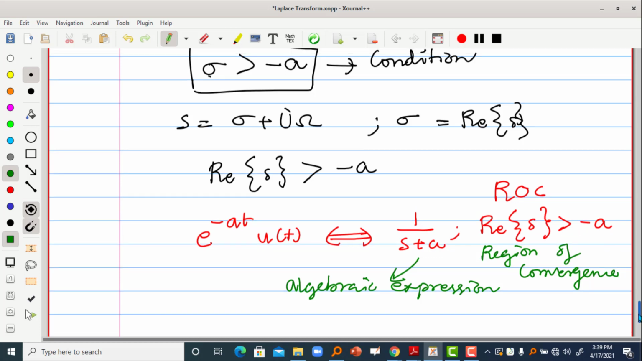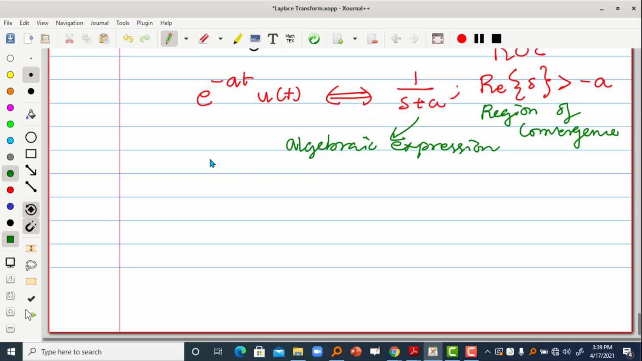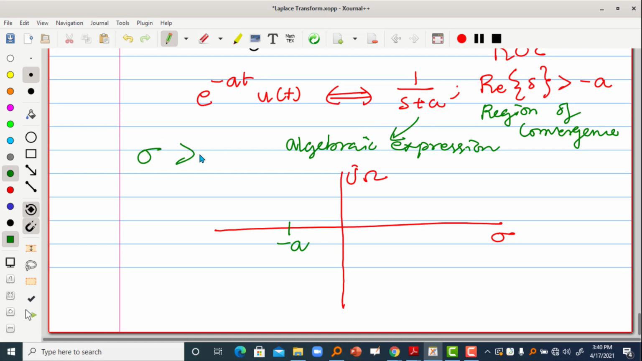We can express it in the complex plane like this. So let me draw the complex plane. Here this is the sigma axis and this is the j omega axis, and we need to find minus a. So this is minus a. What does the condition say? It exists only for sigma greater than minus a, right? Real part of s is nothing but sigma. Sigma greater than minus a.